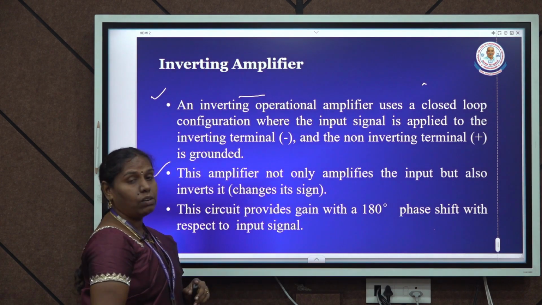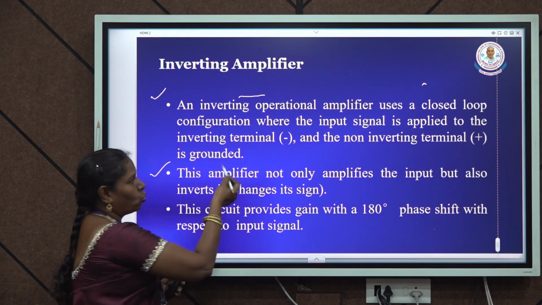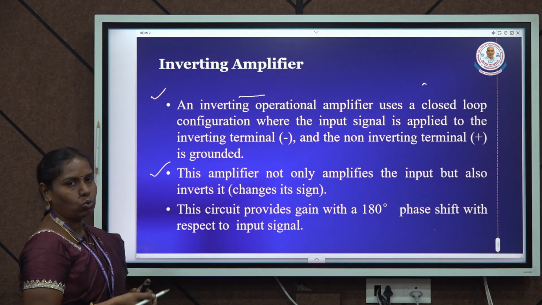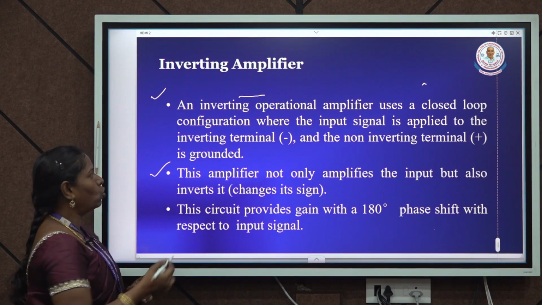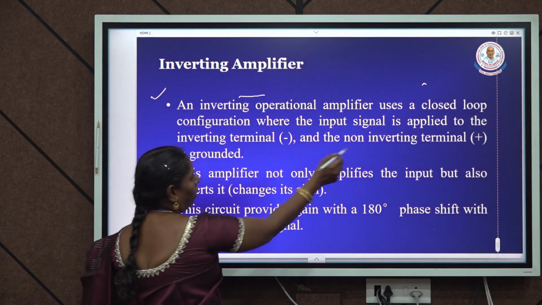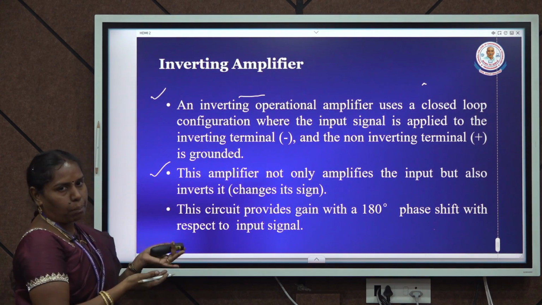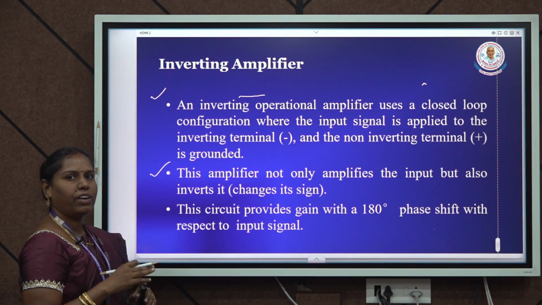Let us start with the inverting amplifier. The inverting amplifier, as I already told, uses the closed loop configuration, in particular the negative feedback configuration, where we give the input to the inverting terminal and the non-inverting terminal is grounded. This amplifier not only amplifies the input signal, but also creates a phase change.